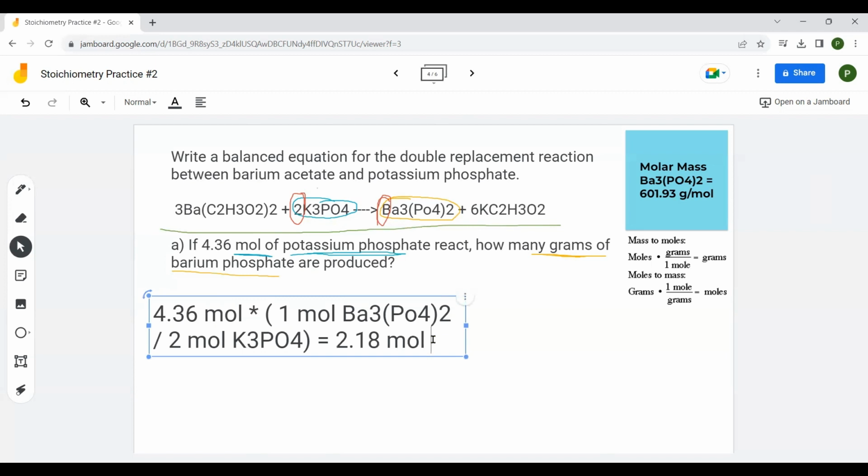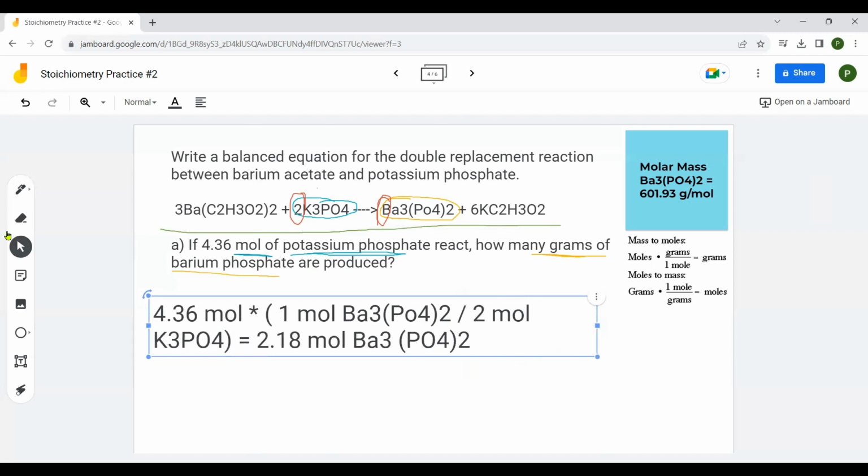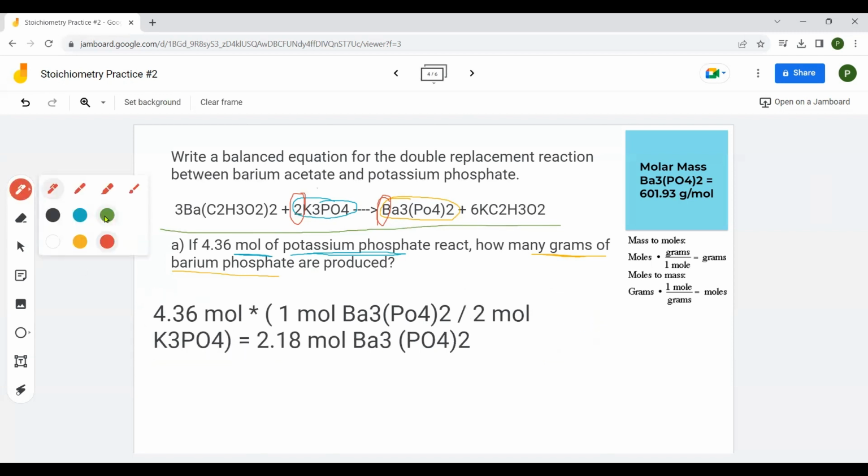Now this is of barium phosphate. So I'm going to take my little green pen, right? And I'm going to look here, and I'm going to look back at my question. So it says, if 4.36 mole of potassium phosphate react, how many grams of barium phosphate are produced? So I have the barium phosphate part, but I don't have grams, I have mole. So that tells me that this is not my answer, and I need to keep going.